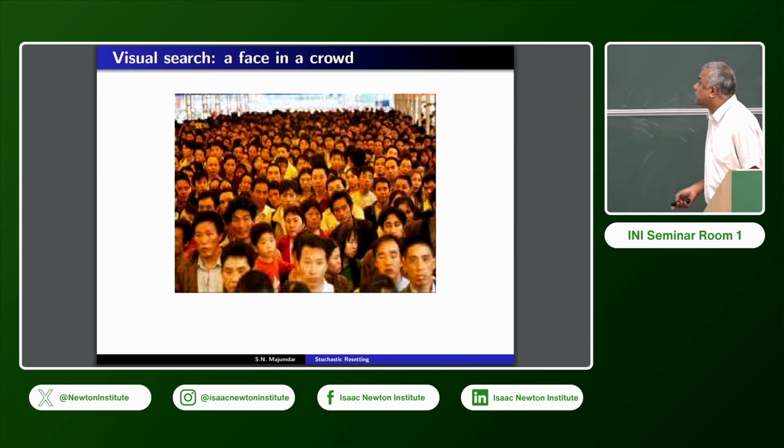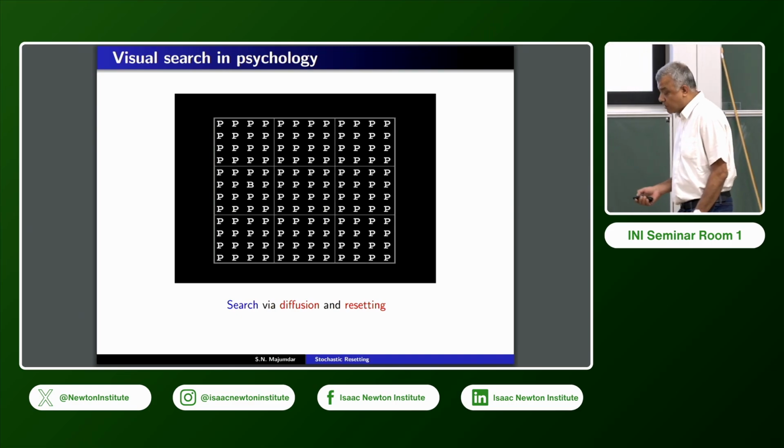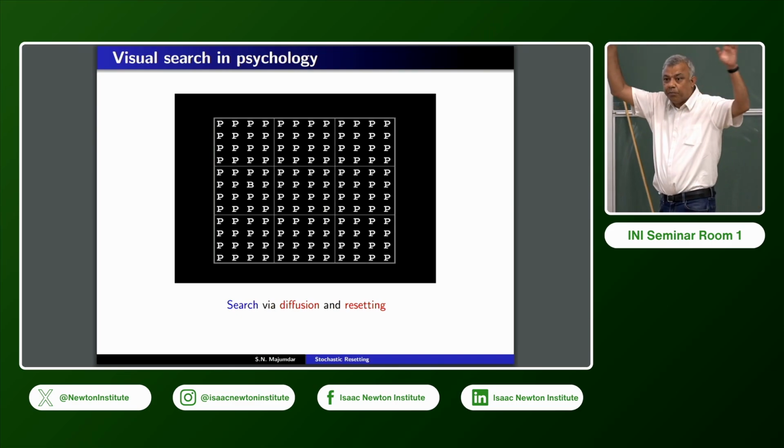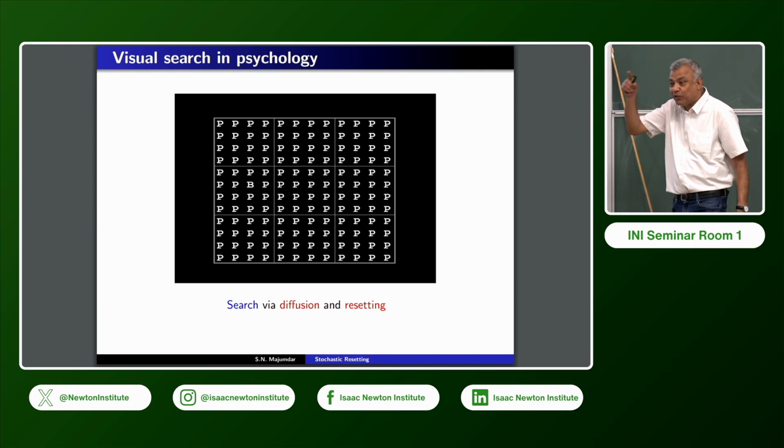In fact, the psychologists do experiments. The experiment is the following. They show the patient a big blackboard with lots of letters which are all P, except that there is one B in this milieu. And they are asked to find this B, and they fit a camera to the eye and ask them to search, and then they look at how the trajectories behave.